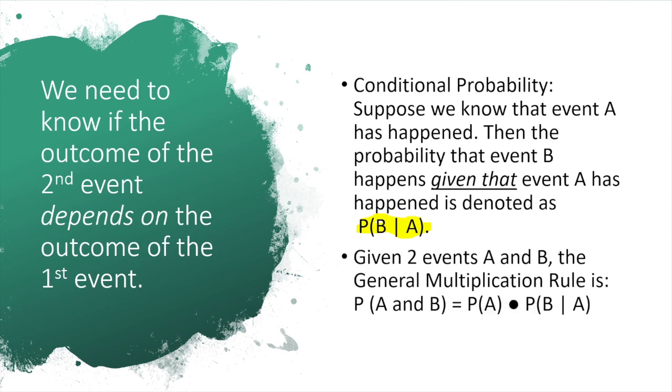And so when we use the general multiplication rule, the formula, if you will, would be the probability of events A and B is equal to the probability of event A happening times the probability of event B happening, given that event A already happened. So you'll see this formula quite a bit. And this looks a little bit complicated, but really all that we're doing is taking into account the conditional probability of the second event.